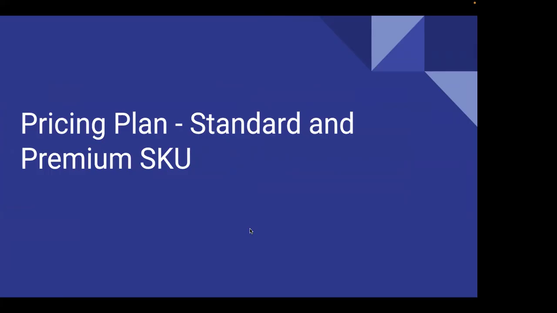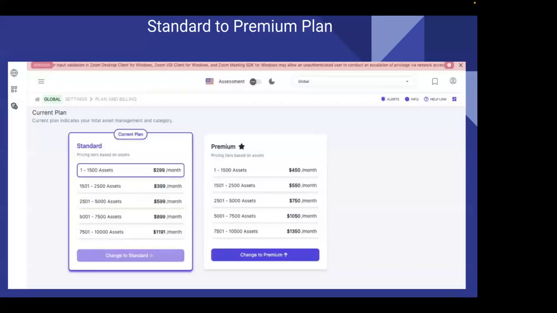Okay. Now comes another update regarding the pricing plan. I think in the last partner call we shared what the standard and the premium SKU are going to look like. But in your application, in your portal, how it's going to be, I'll take you through a small flow of that. So here you should be able to see, under your global settings, the plan and billing section, the current plan details, right?